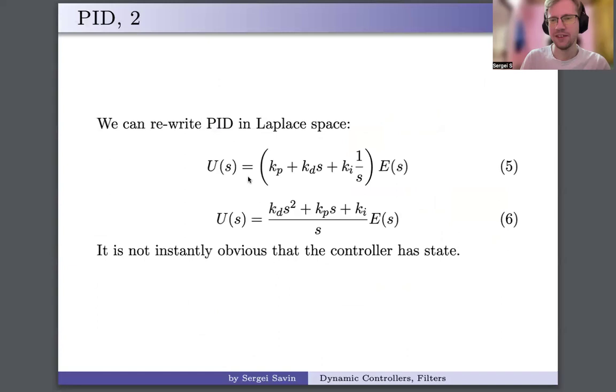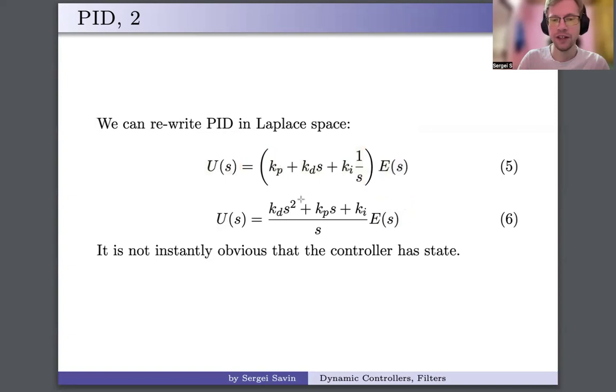Now we can rewrite it in Laplace variables this way, right? So here is the proportional coefficient, the derivative coefficient, and derivatives, remember, become the variable s, and the integral coefficient. Integrals become 1 over s, right? And this is how it relates input to the output, okay, through this relation.